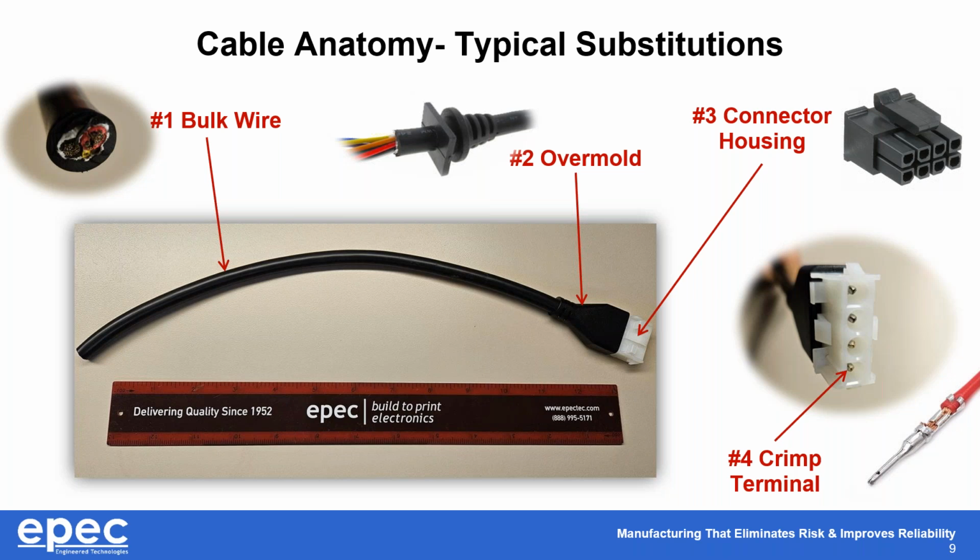So in terms of substitutions, bulk wire, connector housings, and crimp terminals are the most common. And on occasion, we can recommend a substitution for the overmold. But typically, we're just going to recommend our standard PVC overmold material.